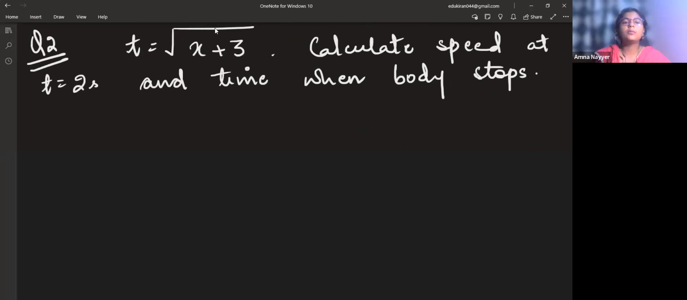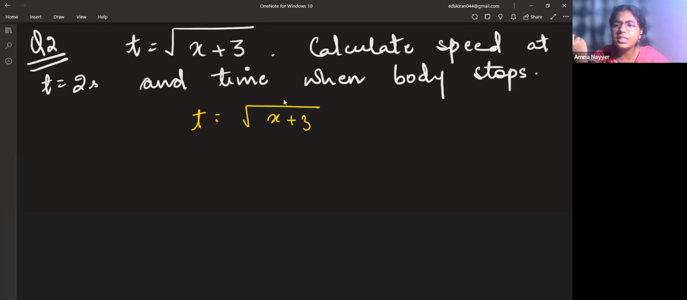See, now t is equal to under root x plus 3. You have to calculate the speed at t is equal to 2 seconds and the time when the body stops. In the last class, we had seen a similar type of question, it's just that the equation was different. Now you have to find out the speed. For speed, we need the equation of position, on which we'll perform differentiation. But now x is present here.